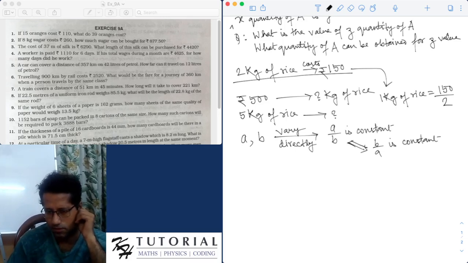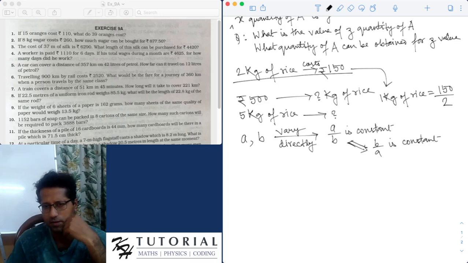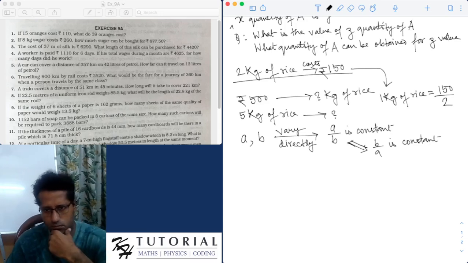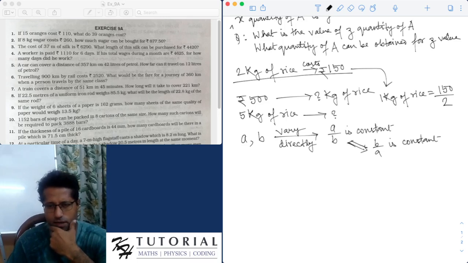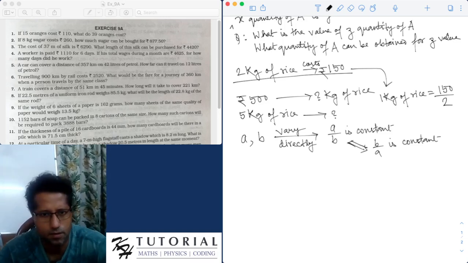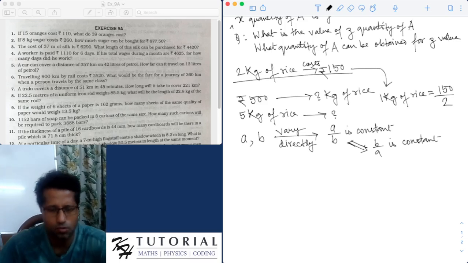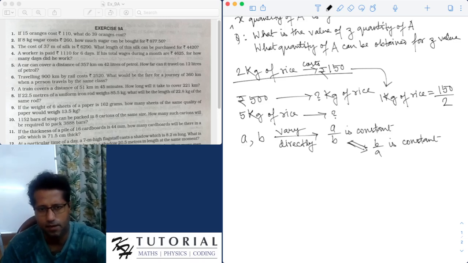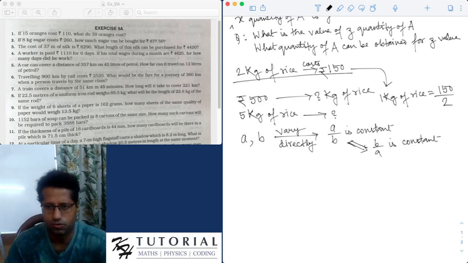Now this is known as direct variation or direct proportion. This concept that two quantities vary directly is known as direct variation or direct proportion. In the notes, if you follow the arrow mark, it means that if A is more, if you increase A, B is more, B will increase, and if you decrease A, then B will also decrease.